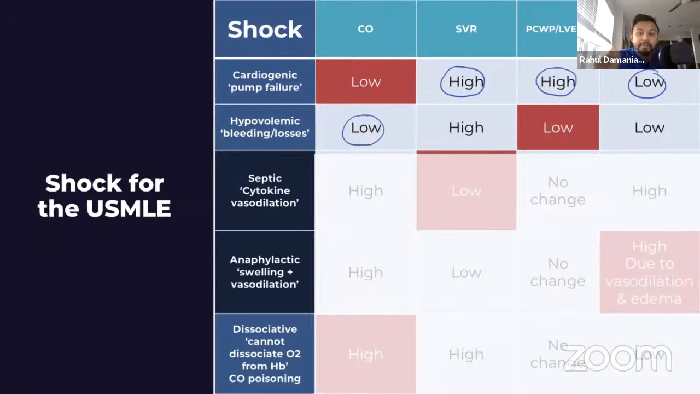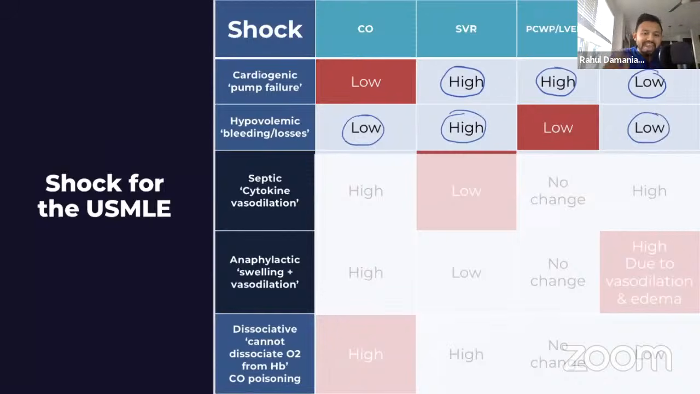Again, in order to maintain perfusion pressure of your tissues, your vessels clamp down a little bit, and that's why your systemic vascular resistance is high. And because you don't have enough blood, for example, or you're dehydrated, your SvO2 is going to be low.